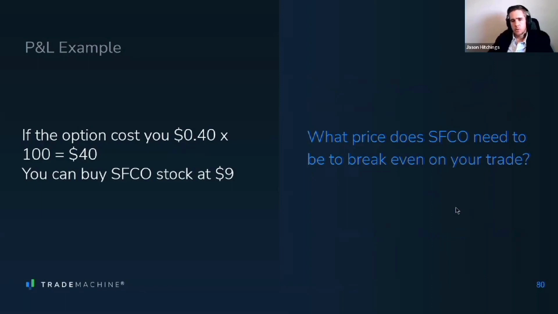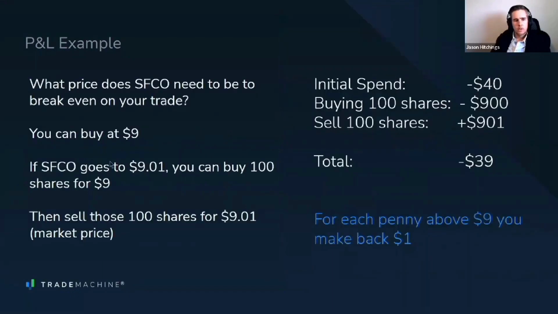So now the next question is, what price does this Safeco company need to hit to break even on your trade? You spent $40 to buy the right to buy 100 shares at $9 or above. What's the price that the stock needs to be where this trade at least broke even? For every penny above $9 that this company goes, you can buy 100 shares and sell them back immediately to the market. So if it's at 9.01, you can buy it at 9, sell it at 9.01, and you make $1. You still spent $40, and so you still lost $39.